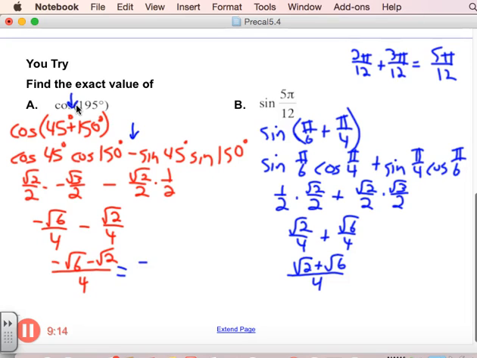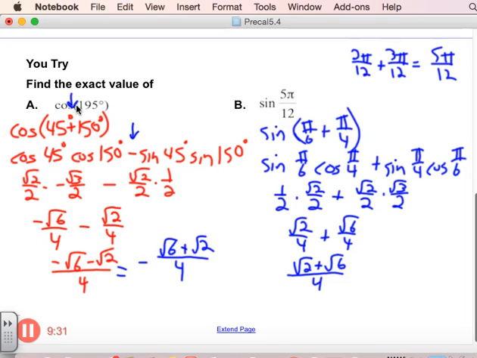You might see them take out a negative, and then up top put square root of 6 plus square root of 2 over 4. Okay, they might factor the negative out and just put the negative in front of the fraction. Okay, so that's another way you might see that answer. Basically, they just factored out the negative as a common factor.